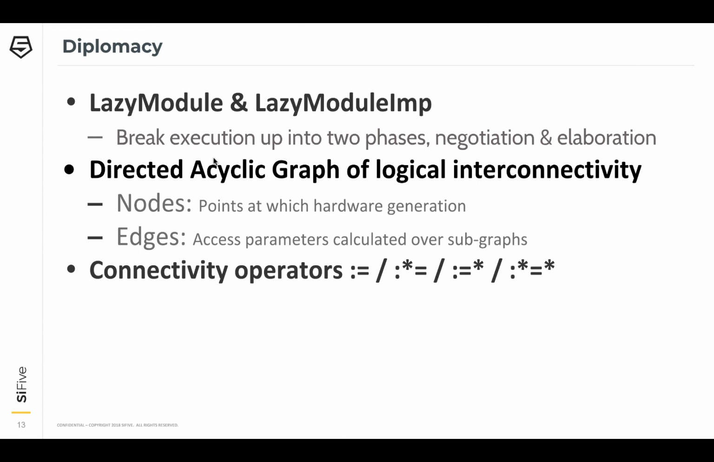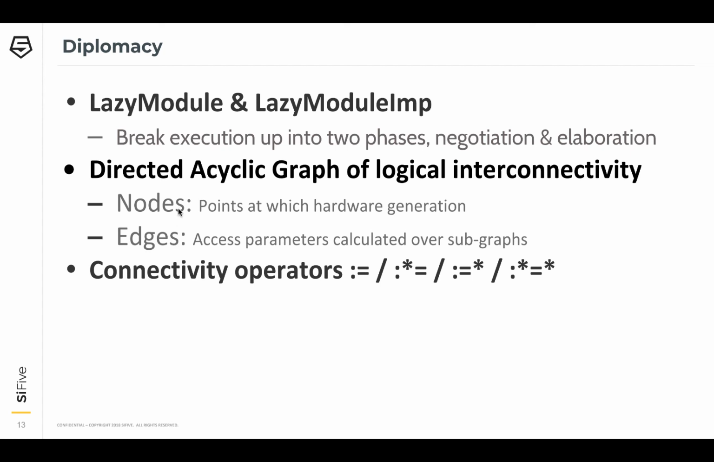So how do we describe that connectivity? It's a graph, and specifically it's a directed acyclic graph of nodes that are connected to each other with edges. A lazy module can have multiple nodes, and each node is a point at which some kind of interconnectivity traffic is going to be generated. It could be TileLink traffic, AMBA traffic, it could be an interrupt, but some signal is being sent to the rest of the design.